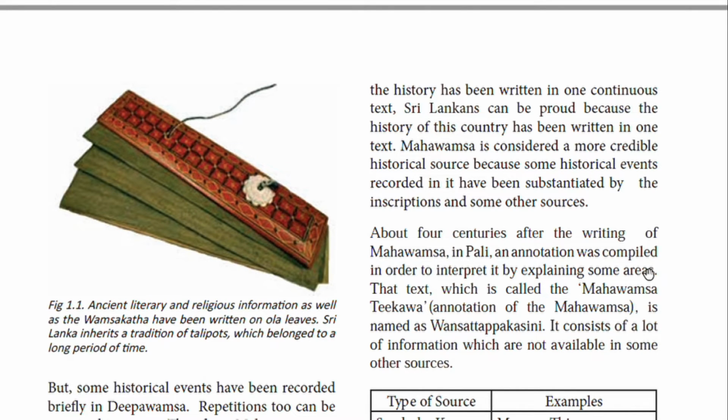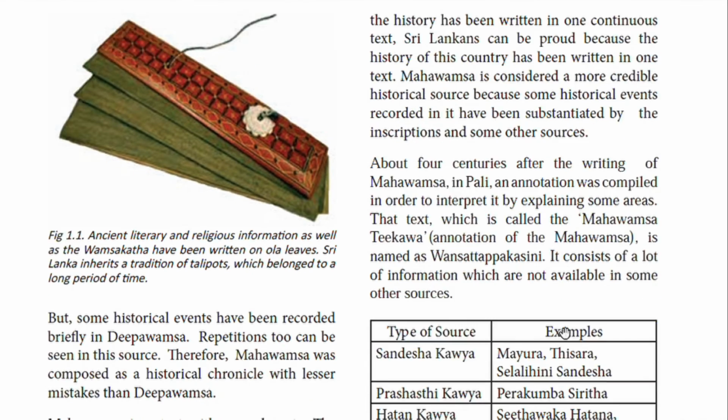Now here, about 4 centuries after the writing of the Mahavamsa, an annotation was compiled in Pali in order to interpret it by explaining some areas. That text is called the Mahavamsa Tika, the annotation of the Mahavamsa. Its name is Vamsatthappakasini. These names are also very important, somehow they can come to your MCQ paper. It consists of a lot of information which is not available in some other sources.